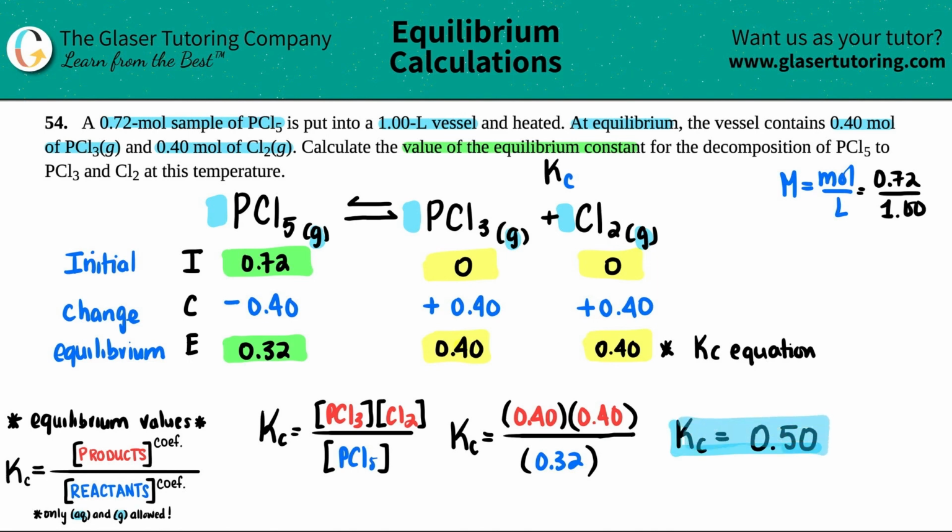That's it, guys. What did you think? This is the first time we introduced the ICE table, so it will take a little bit of time to understand it, but just know for now that initials never go into your Kc formula, only the equilibrium. And we use the ICE table to help us. It's like a helping tool to organize our thoughts to get these numbers.